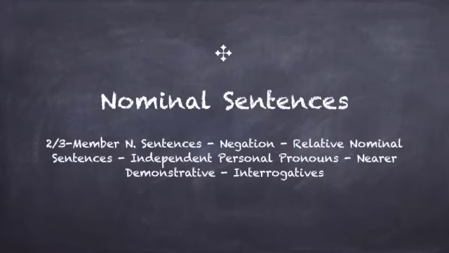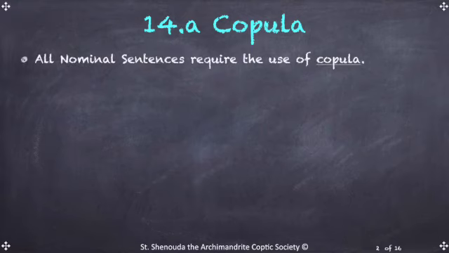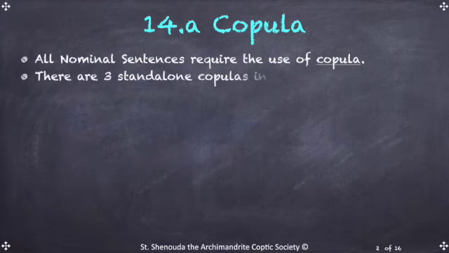Today we're going to talk about nominal sentences. The first part of a nominal sentence is a copula. All types of nominal sentences require a copula. The copulas are a standalone part that does not attach itself to anything else.